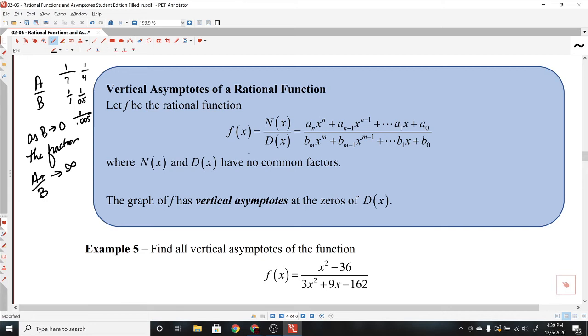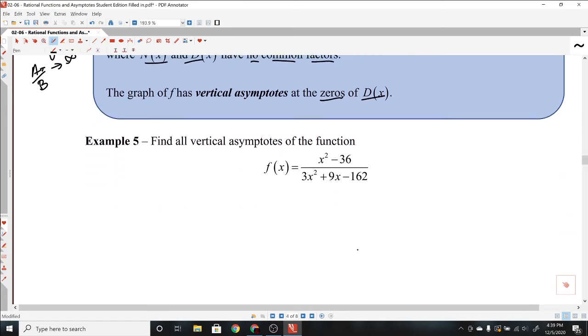So definition of how we find it, let f be a rational function. Again, just a big polynomial. The key is that n and d have no common factors. So if we go back to the example we had before, we had x minus 1 on top and an x minus 1 on the bottom. We would have to cancel those common factors first before we address any common factors. So the graph of f of x will have a vertical asymptote wherever the denominator is 0.